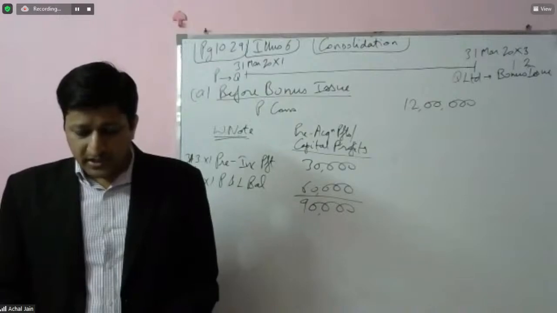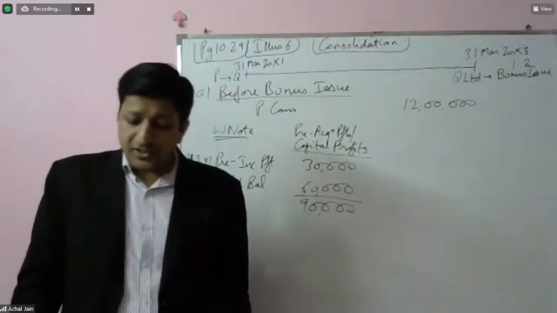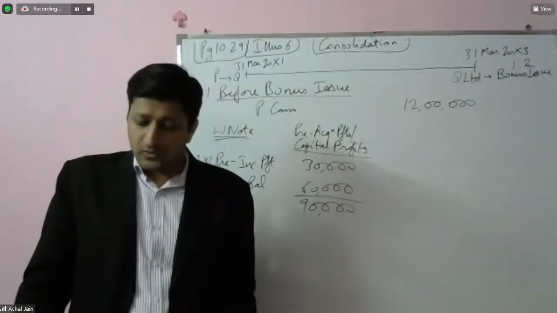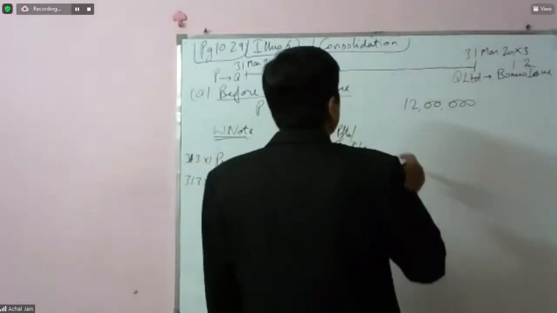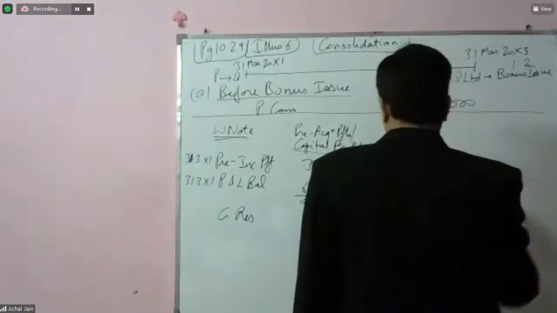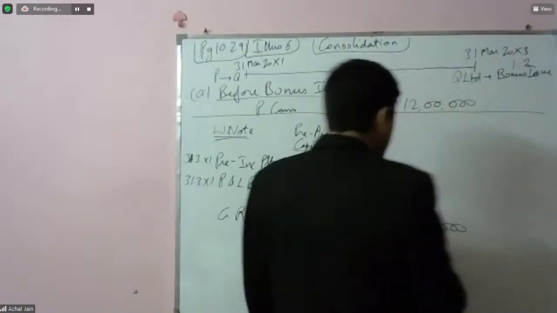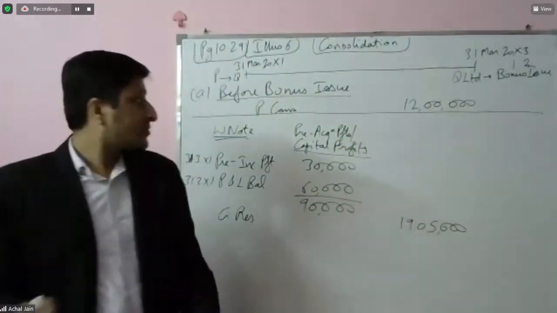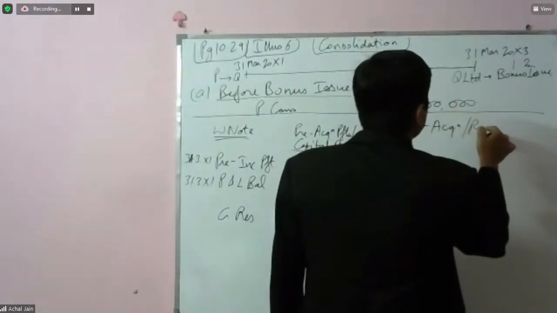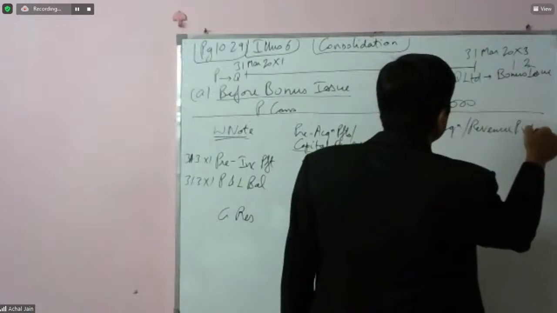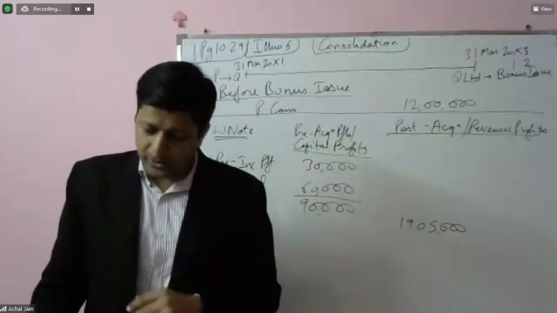Then general reserve. Now we are moving on to 31st March X3. General reserve is 19,05,000. This is post acquisition, or we can say revenue profits.